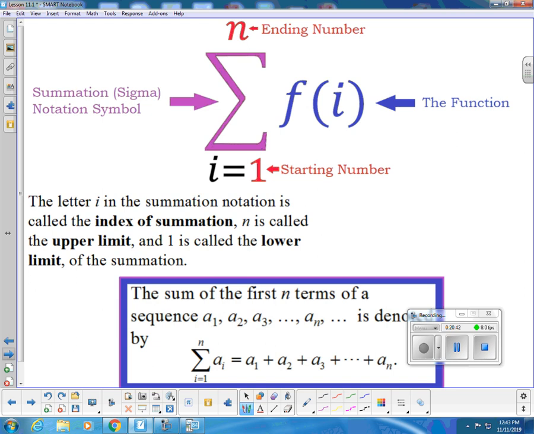It might be 1 to 7 or 4 to 10 or whatever. And then you have your function here that's going to have the I or the N or whatever in there. Whatever your sequence is. Sometimes they use I, sometimes they use N's. Okay? So you're just adding up the terms of the sequence. So you have to find the terms first by plugging in the index numbers and then add them up. That's what the sigma means. Summation notation. Okay?